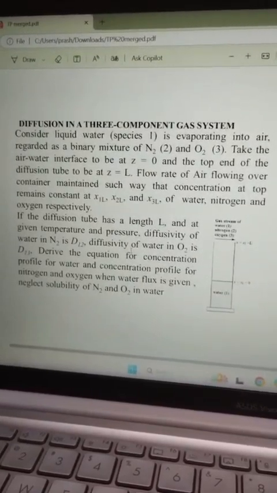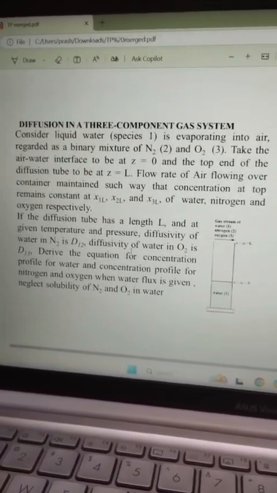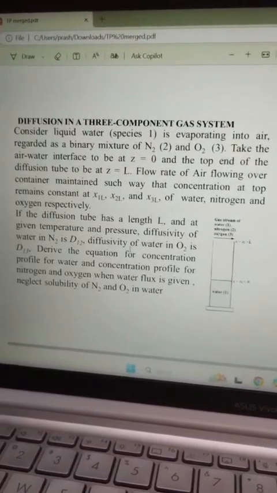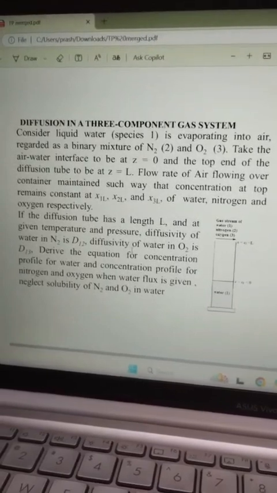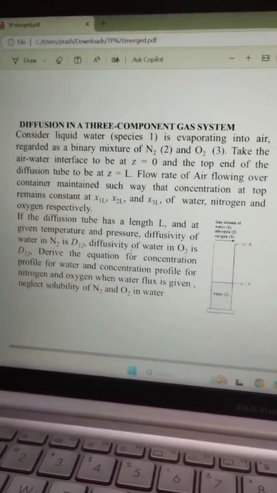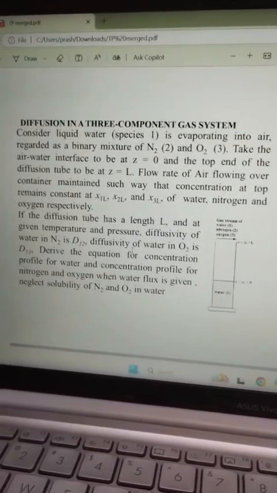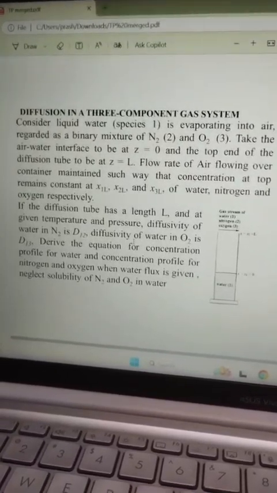The flow rate of air flowing over the container is maintained in such a way that the concentration at the top remains constant at X1L, X2L and X3L of water, nitrogen and oxygen respectively. If the diffusion tube has length L, at given temperature and pressure, the diffusivity of water in N2 is D12 and the diffusivity of water in O2 is D13. Derive the equation for the concentration profile for water, and for nitrogen and oxygen, when the water flux is given. Neglect solubility of N2 and O2 in water.